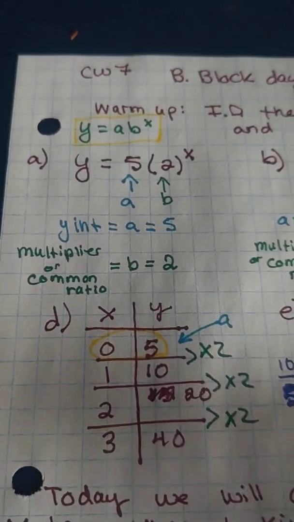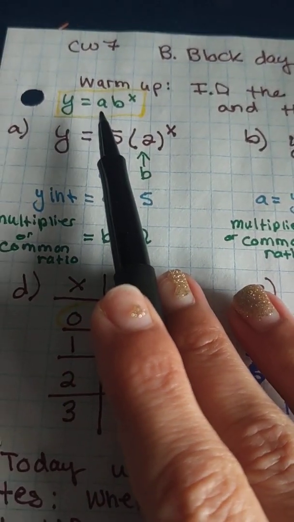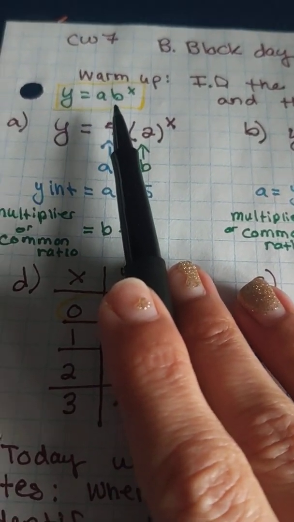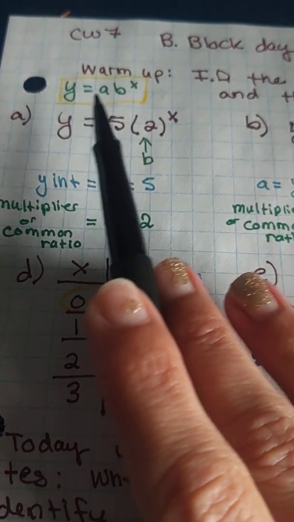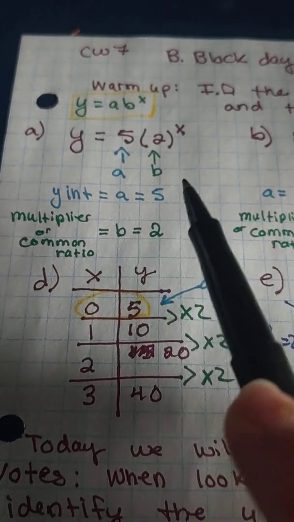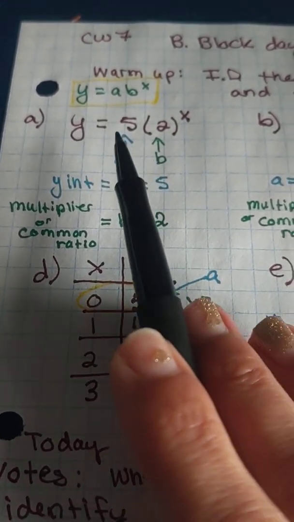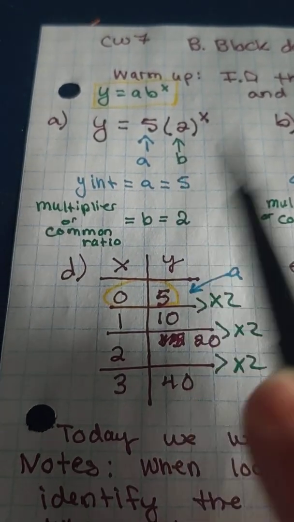So your A in this case is your y-intercept. Your B in this case is your multiplier. So it's a little different. I know in linear, B is the y-intercept. We have to remember that it's not the same in this. Okay, so we're going to identify each of our y-intercepts. So for this one, 5 is our y-intercept, 2 is our multiplier.